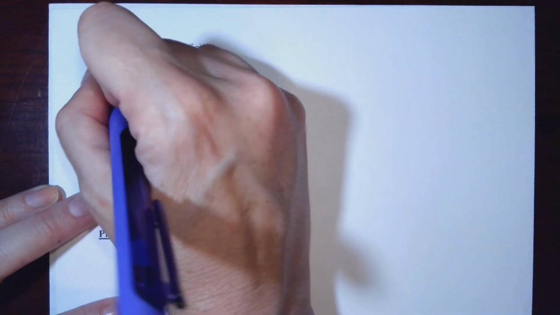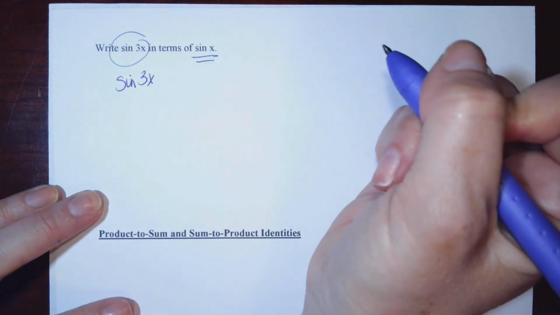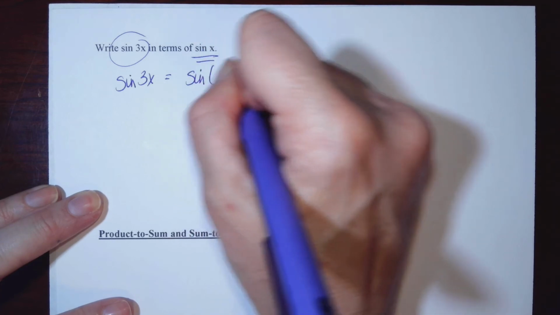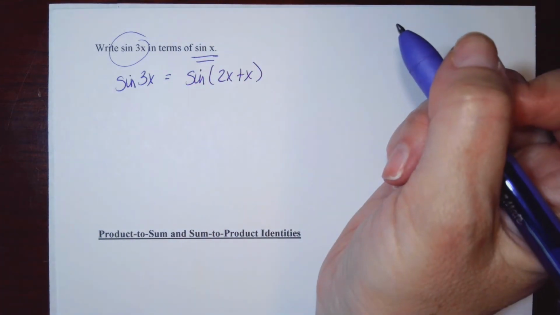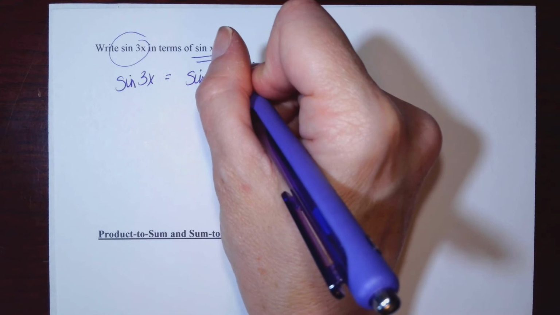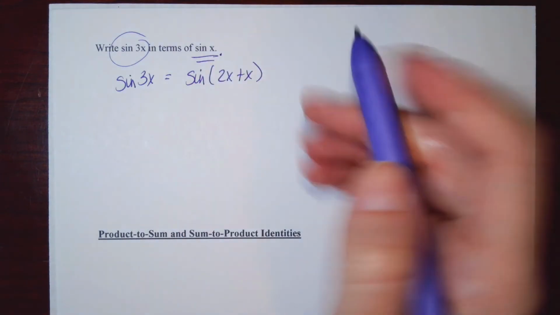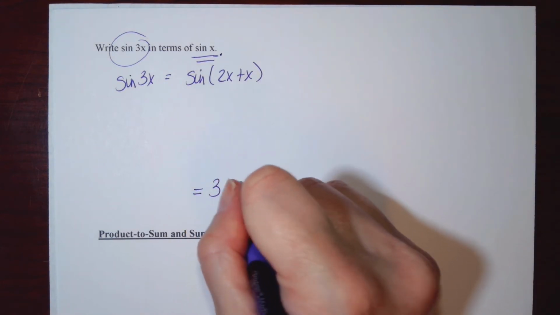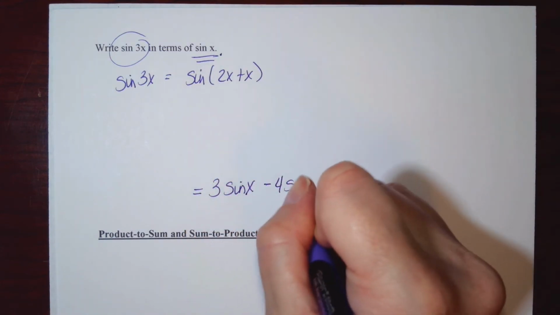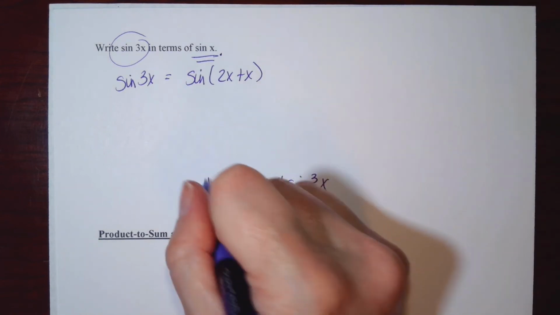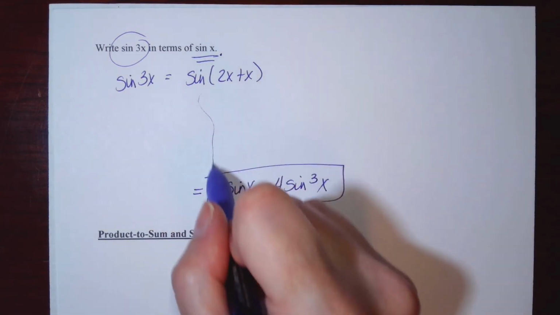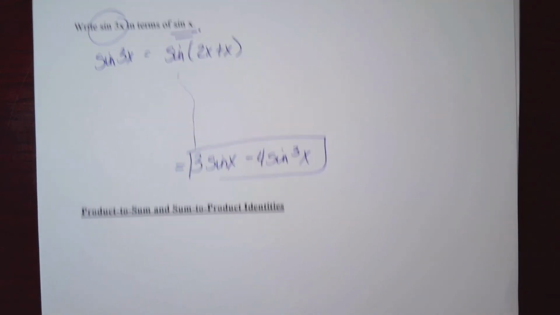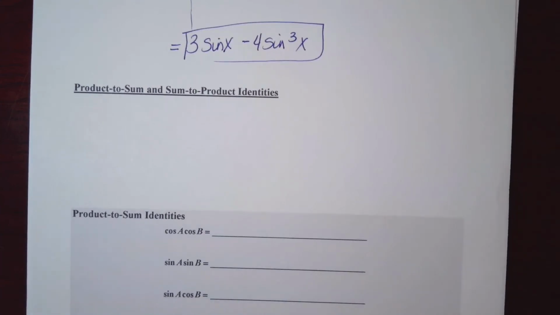And I'm going to tell you, you're going to start by looking at it the same way we did with cosine. We're going to look at it as a sine sum, where you have 2x plus x. And then you need to get it in terms of just sine, argument just x. When you get done, down here at the end, you should end up with 3 sine x minus 4 sine cubed x. I'm not going to show you the steps from here to there. I'm going to let you practice and see how to get from here to there on your own.